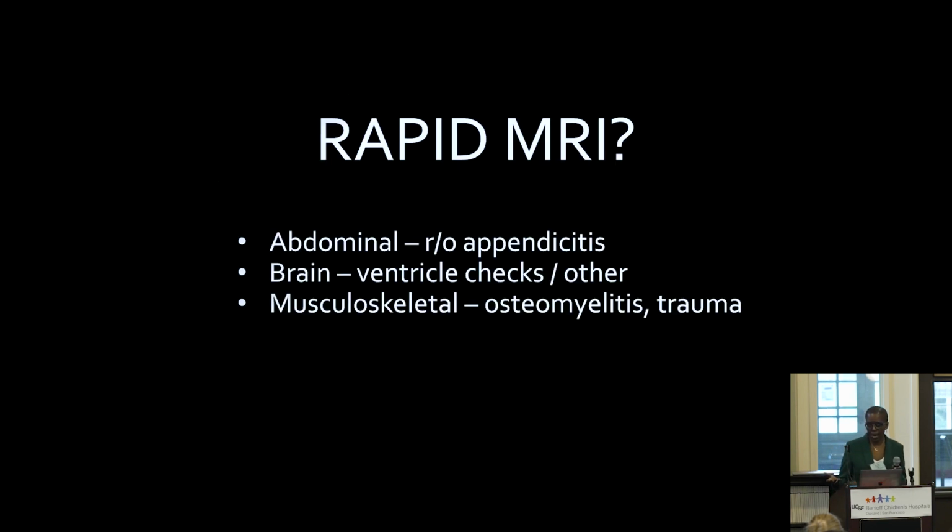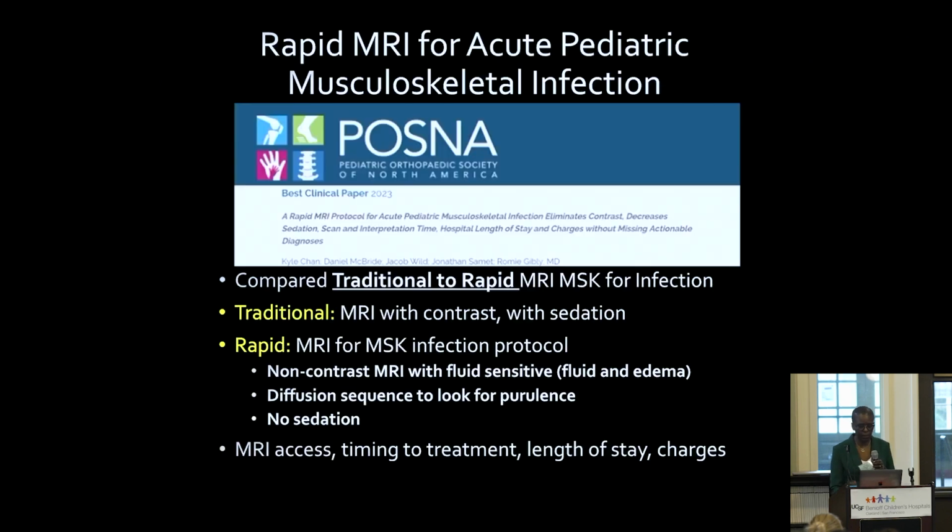So what about rapid MRI? Rapid MRI is something that we do for rule out appendicitis. We do it for brains, looking at the ventricles to check the size of the ventricles, or for other reasons for the brain. And it's something that's now gaining traction in musculoskeletal. In our institution, we do rapid MRIs when we can for osteomyelitis and also for trauma.